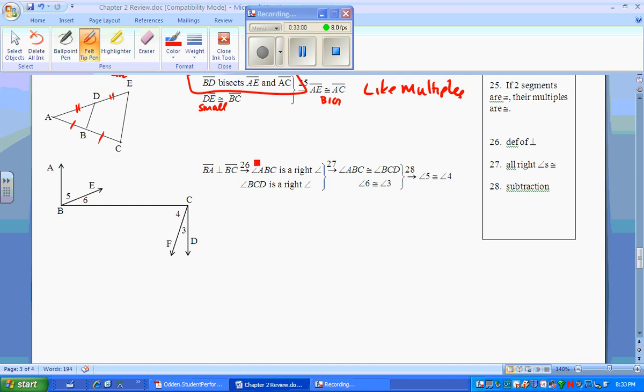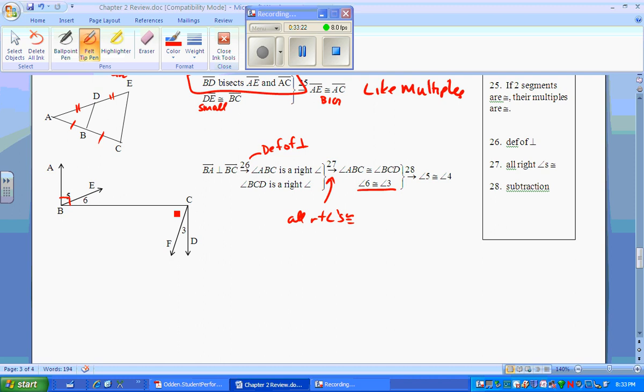26. AB is perpendicular to BC. Well, if perpendicular, this is definition of perpendicular, causes a right angle. Right angle and right angle, so 27 is all right angles congruent because they're both right. That gives you this. This statement was given, so what are we doing?